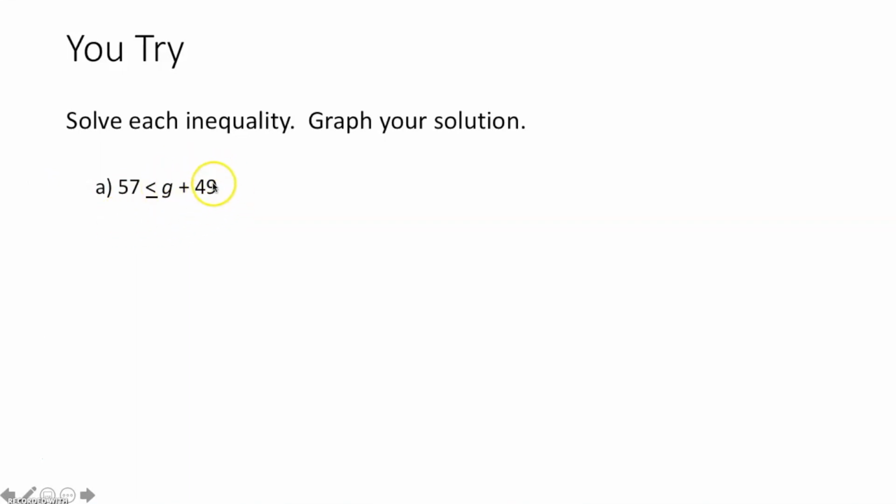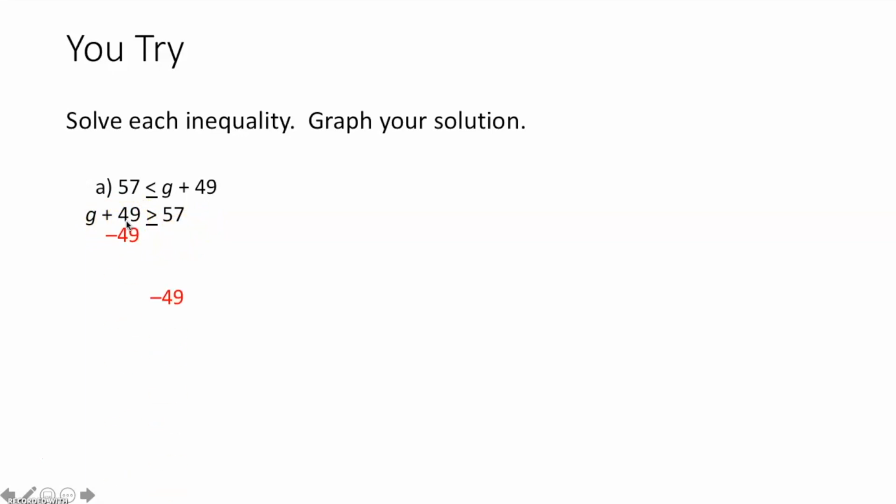Since it's on the right and we're at the beginning of the inequality, what we can just do is flip the entire inequality. So this g plus 49 goes to this side, the 57 goes to this side, and we change our inequality symbol. We flip that. Now this is the same thing as this, but now we have our variable on the left. Perfect. So we move our constants to the right. So this plus 49 has to go over here. What's the opposite of adding 49?